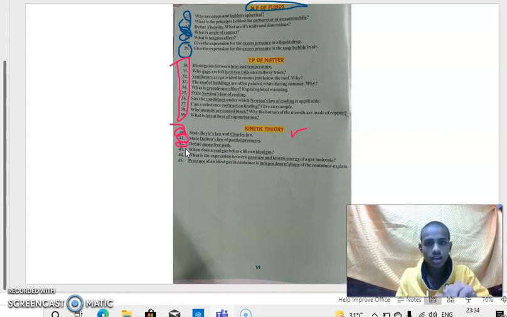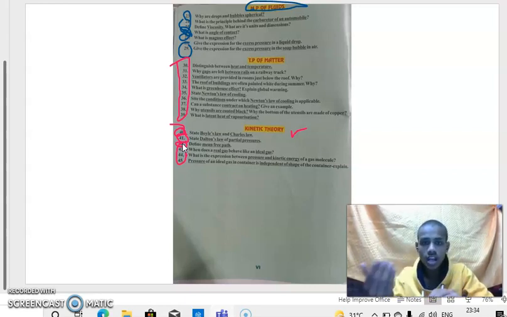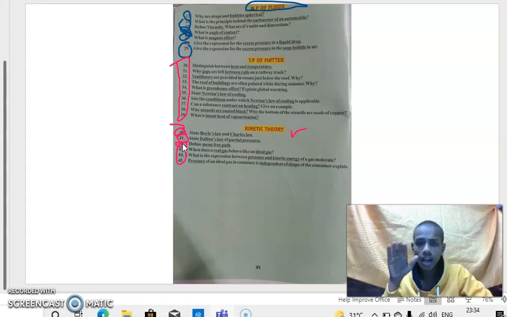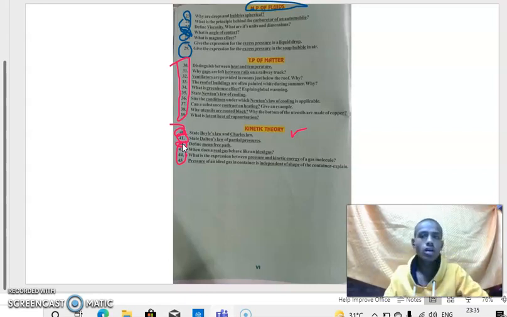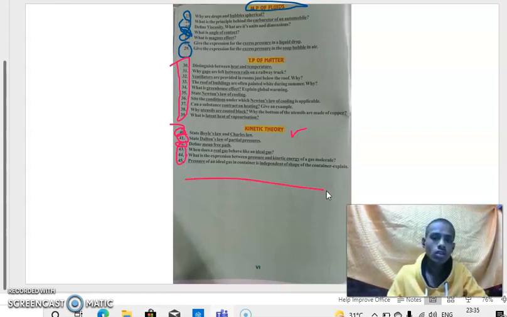Okay, and the next important question is, why does a real gas behave like an ideal gas? And what is the expression between pressure and kinetic energy of a gas molecule? Pressure of an ideal gas in a container is independent of the shape of the container. Explain. These are the most important questions in physics for 2 marks.